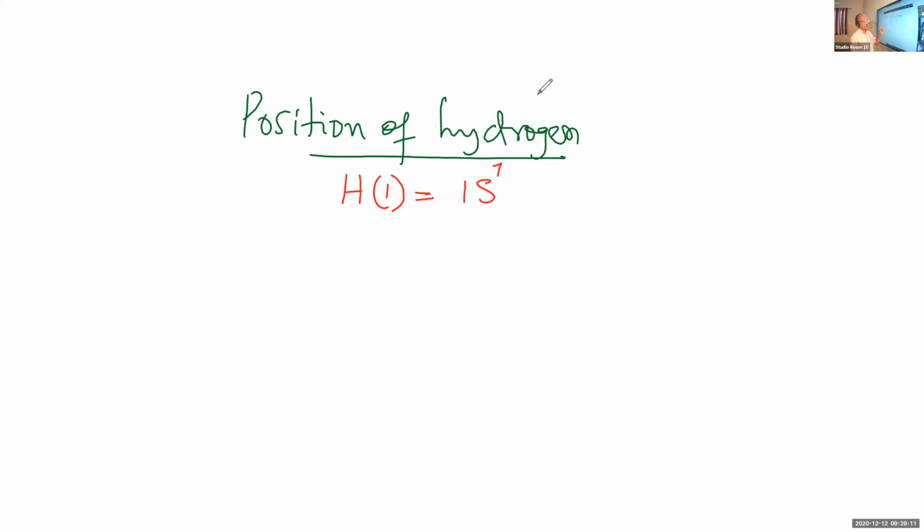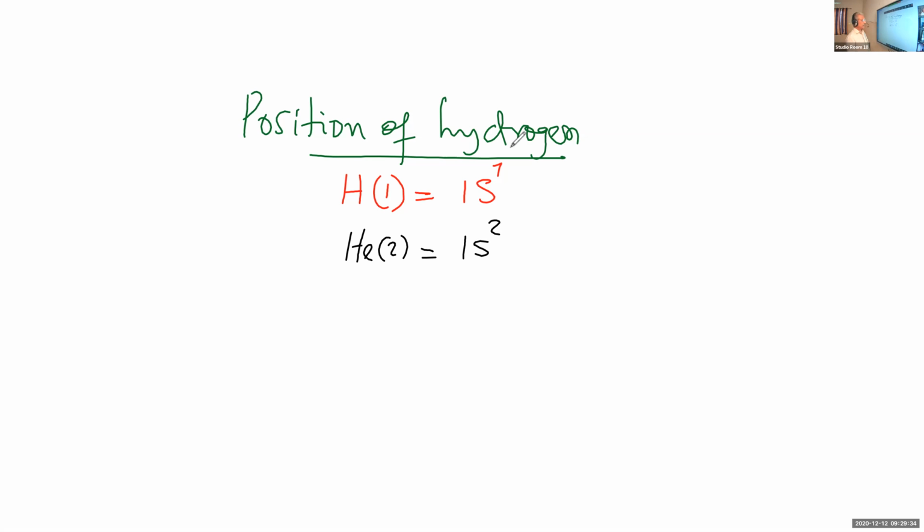Okay, so it is 1s1, the electronic configuration. Now, the nearest inert gas, the noble gas of hydrogen, that is helium. That's atomic number 2, and the electronic configuration is 1s2.